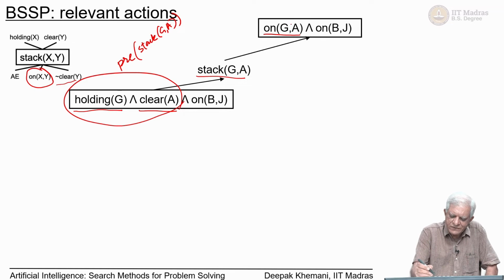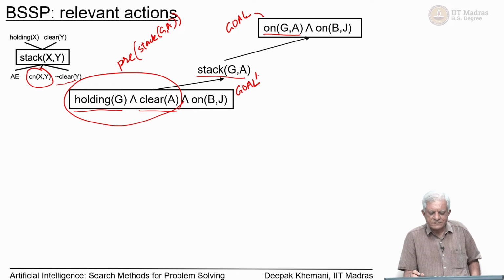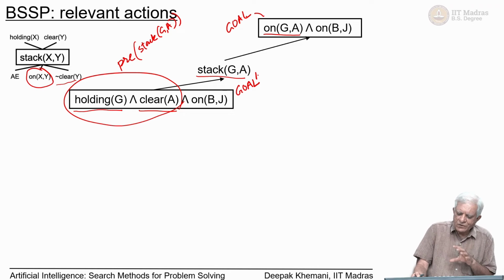This G is a little bit confusing, because here G is the name of a block. So let me use the term goal here. If this is the goal, then this is the goal that you regress to, which we call goal prime, let us say. So when you go from goal to goal prime, you have to add the preconditions of the action that you are regressing over, and the preconditions of stack G A are holding G and clear A. That is why in goal prime you can see that we have added these two things here.